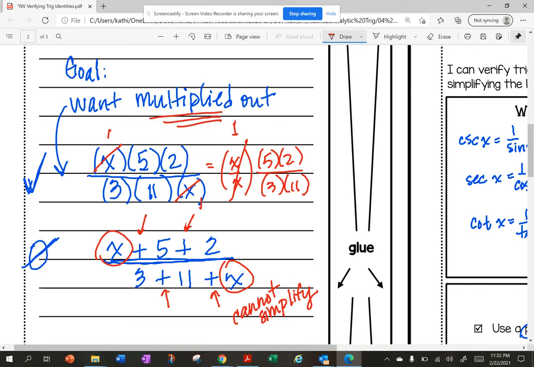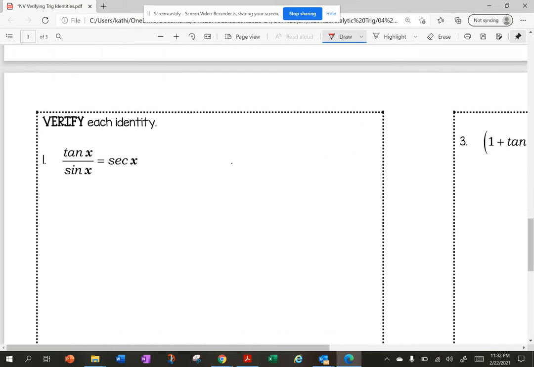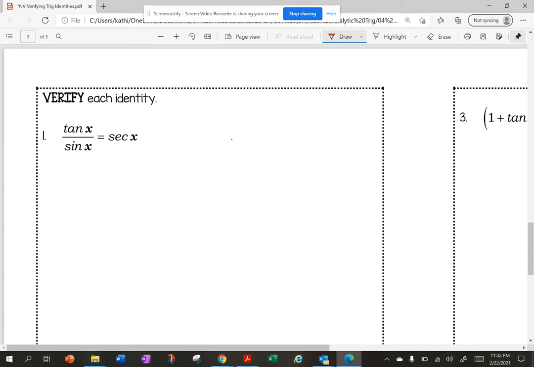All right, so let's do that with some trig terms. So to verify, I just work on one side and leave the other side alone. I'm going to pick the more complicated side, so I'm going to pick the left side to work with. I'm going to rewrite tangent in terms of sine and cosine. So tangent is sine of x divided by cosine of x.